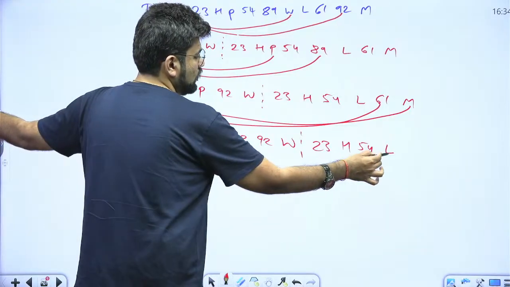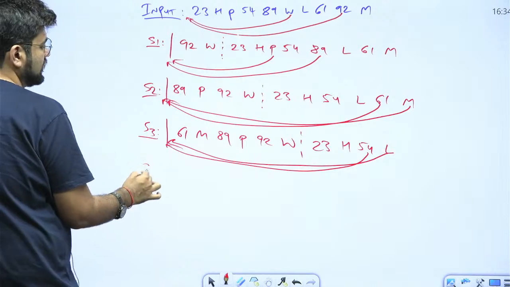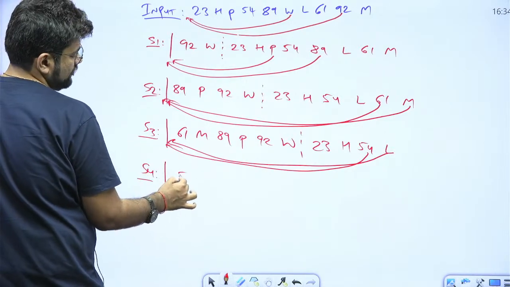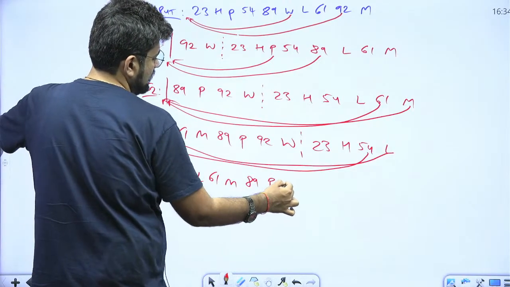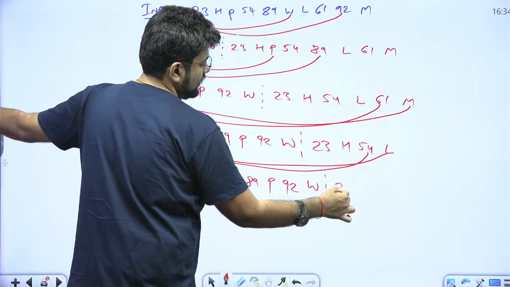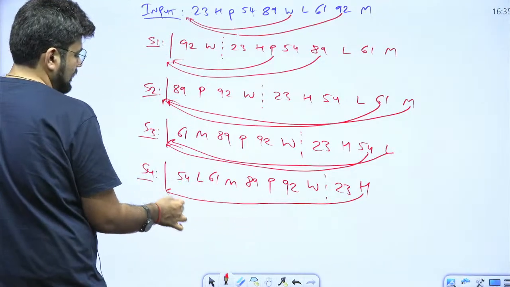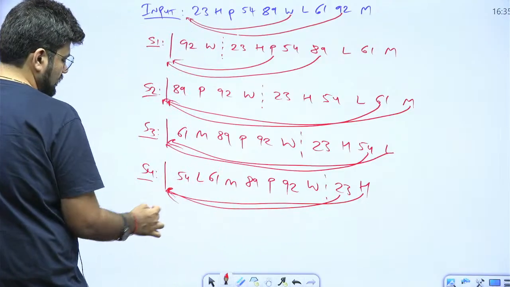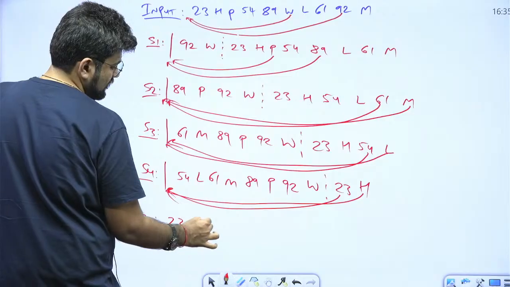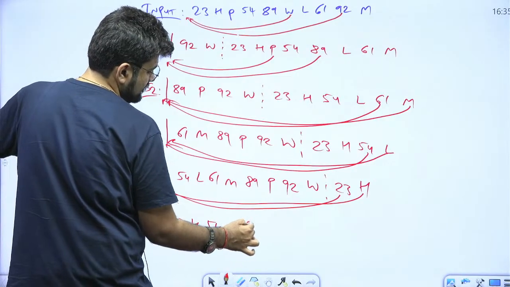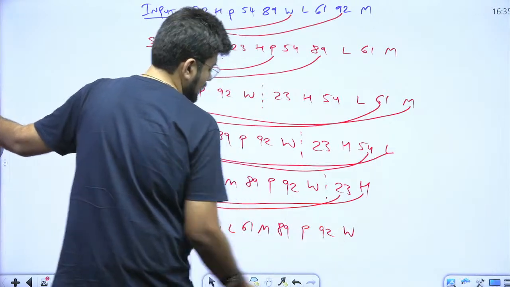In the next set, what is going to happen? So L is going to come in front and 54 is also going to come in front. So step 4, 54L 61M 89P 92W 23H. We obviously know what is going to happen now. So H is going to come in front and 23 is also going to come in front. So step 5, the last step, is going to look like 23H, then we have 54L, then we have 61M, then we have 89P, then we have 92W, and our job here is done.